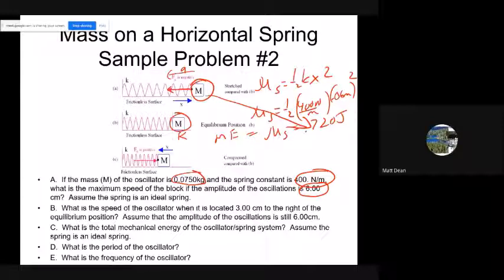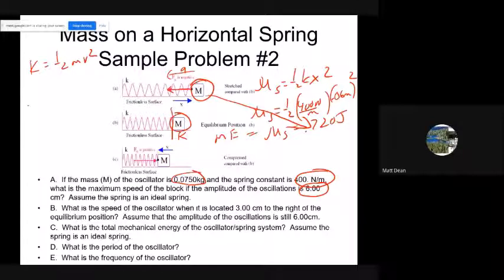So we're going to set K equals 1/2 mv squared. All of our mechanical energy at equilibrium is in the form of kinetic energy. That's always where the maximum speed happens, at the equilibrium position.